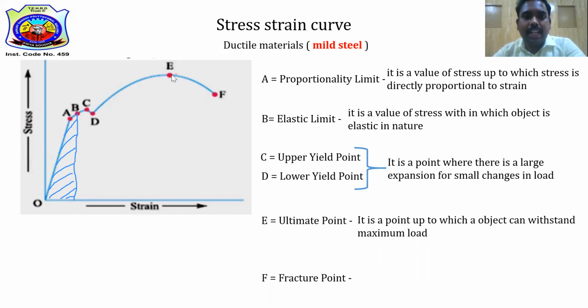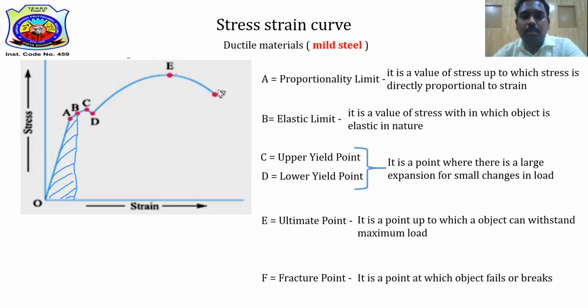Now coming to point E, this is the ultimate point. The ultimate point is nothing but the maximum load carrying capacity. Each and every material has its own value up to which it can withstand the maximum load. That value is called the ultimate point or ultimate stress. Next, fracture point. The fracture point is where the material breaks into pieces.